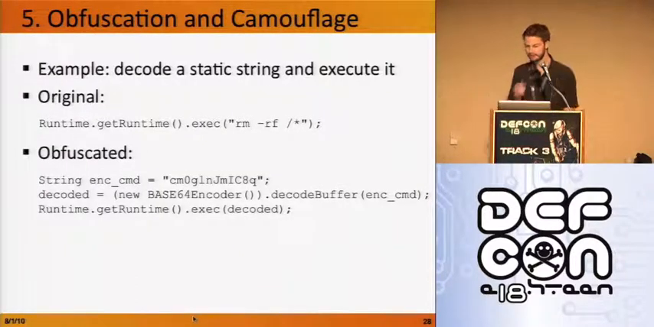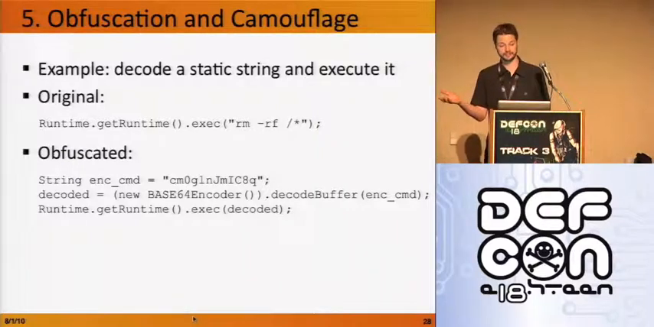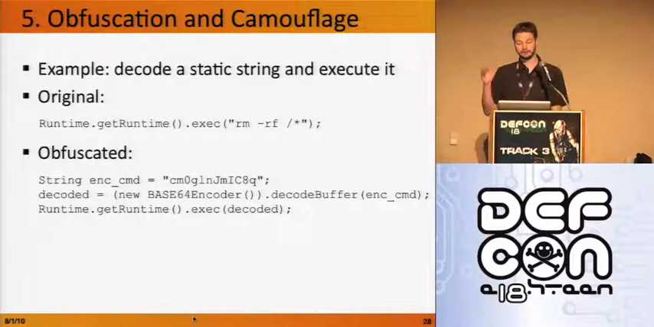Oh yeah, another one over here is, assume you want to hide the following piece of code. You want to remove everything in the root directory. So you want to rip out everything on a particular machine. But this statement is obvious to spot for a manual auditor. The way you can achieve that is you're going to encode it with base 64, for instance. You're going to encode it, you're going to decode it on the fly and you're going to execute it.